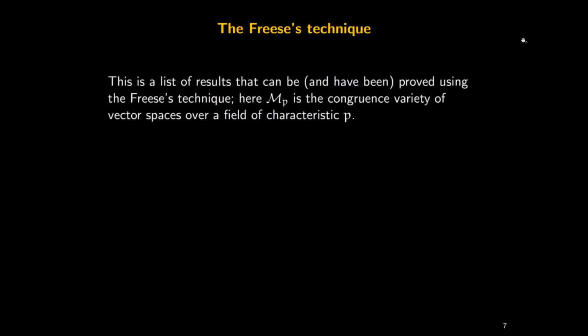So why the strategy that we will introduce was useful, especially in some classical results, but also, I would say, some recent results. I have included some results in the literature that were more or less proven using the technique that I mentioned. Some of them can of course also be proven without it. Here I will use the notation M_p for the congruence variety of the vector spaces over a field of characteristic p.